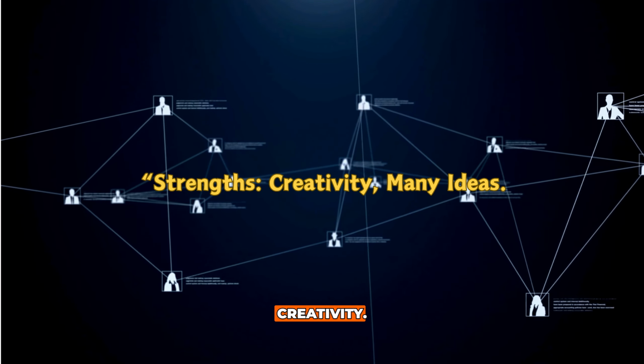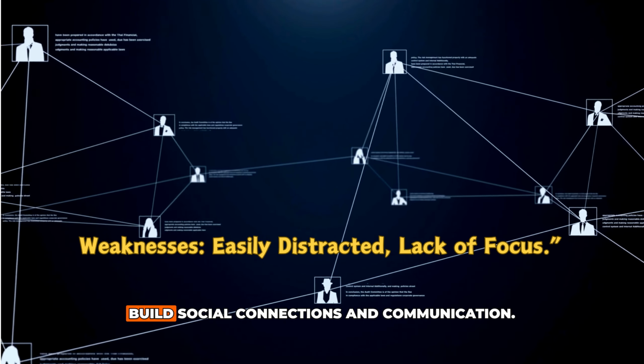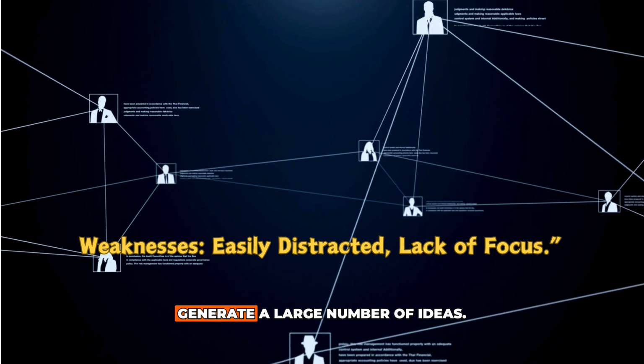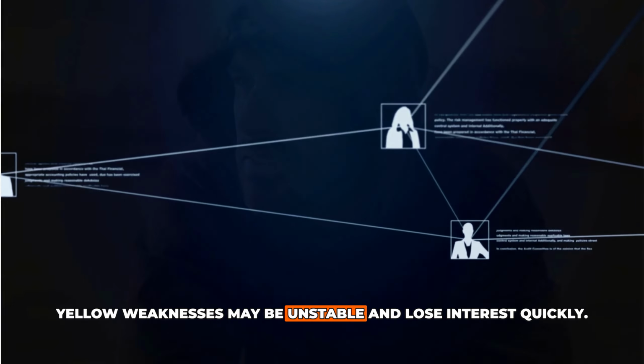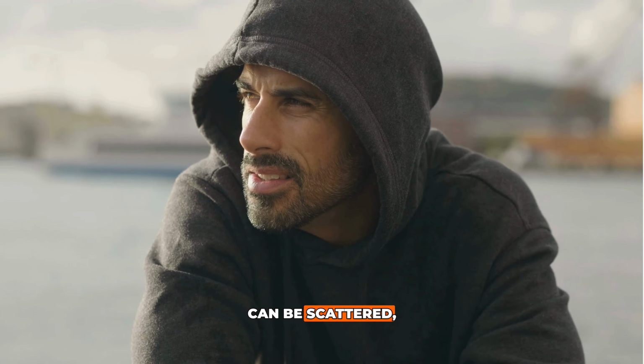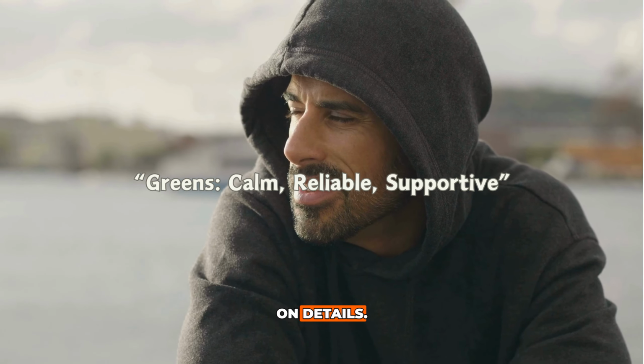Yellow strengths: creativity, initiative, the ability to energize others. Easily build social connections and communication. Generate a large number of ideas. Yellow weaknesses: may be unstable and lose interest quickly. Can be scattered, not always finishing tasks. Tend to exaggerate and lose focus on details.